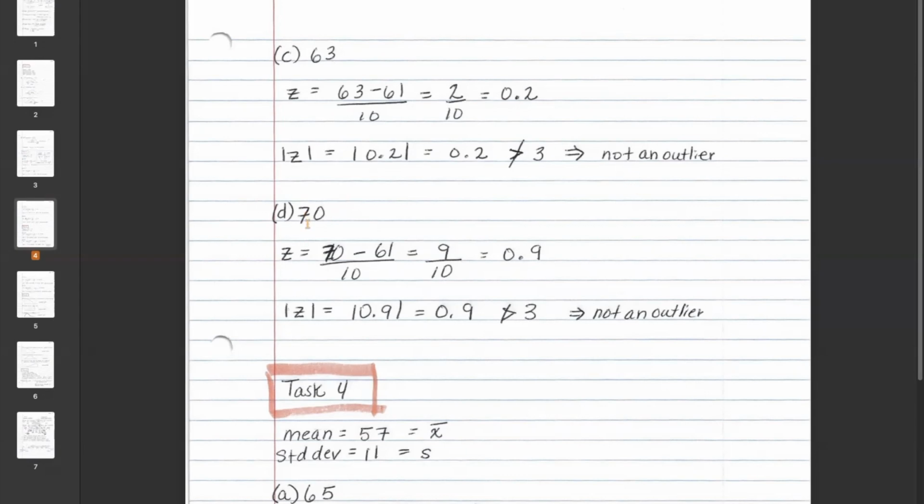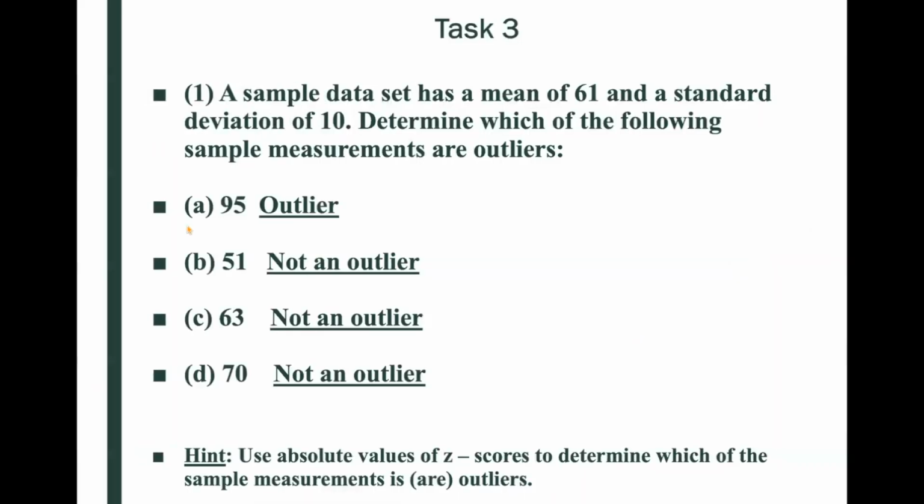Next, we want to calculate the z-score for 70. So 70 minus the mean, 61, divided by 10, is 9 over 10, or 0.9. The absolute value of 0.9 is still positive 0.9, so that is not greater than 3. So we do not have an outlier. The only outlier that we had was 95 for this data set.